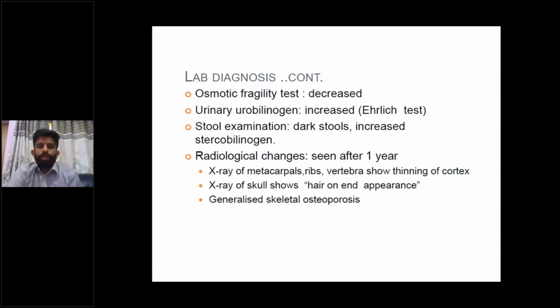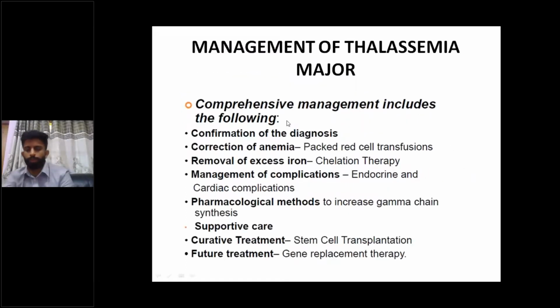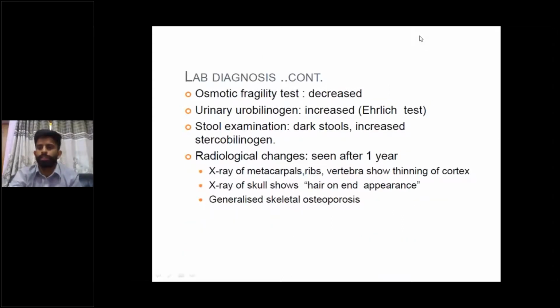Osmotic fragility test will be decreased, and urinary urobilinogen will be increased. That's also called the Ehrlich test. Stool examination has dark stools, increased stercobilinogen. Radiological changes are seen after 1 year of life. And X-ray of metacarpals, ribs, vertebra, they show thinning of the cortex. And X-ray of the skull shows hair on end appearance. Generalized skeletal osteoporosis also can be seen.